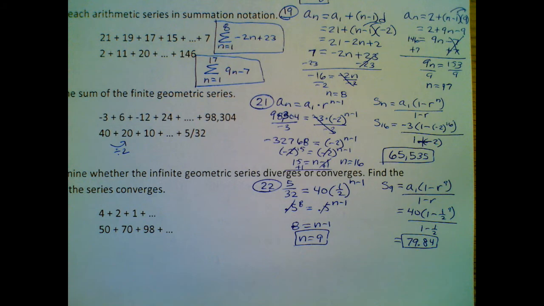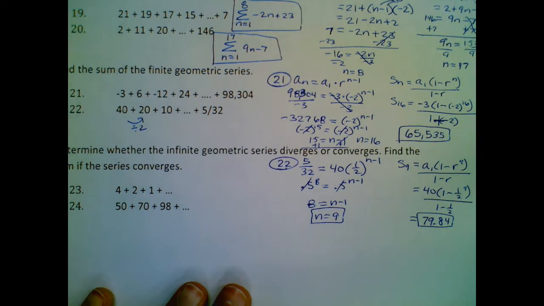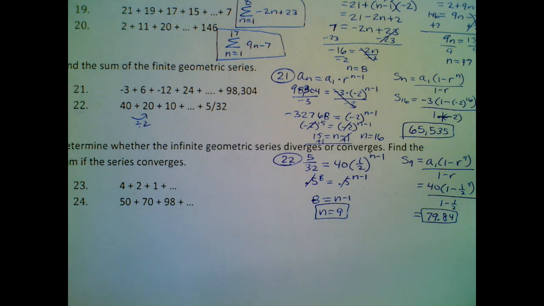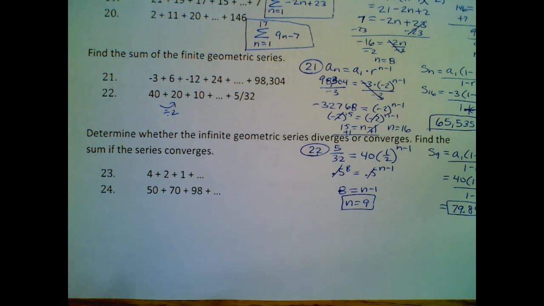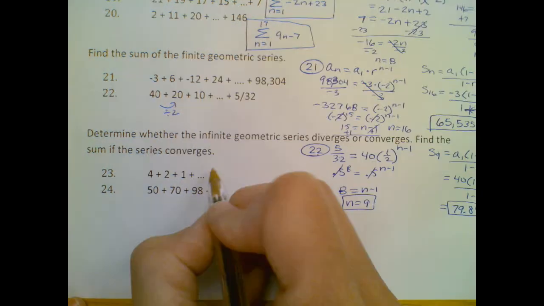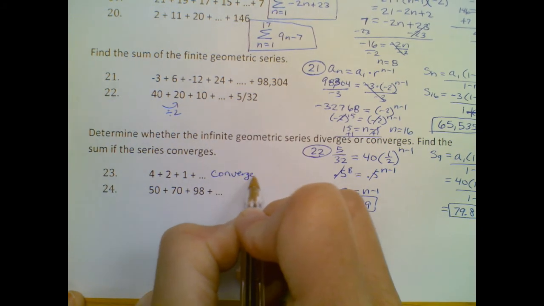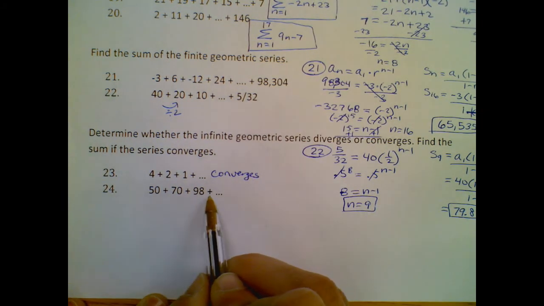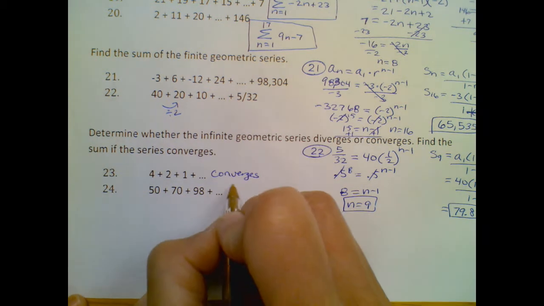Okay, so for the next problem, it says determine whether the infinite geometric series diverges or converges. If it converges, we need to find the sum. So if it diverges, it's not approaching 0. If it converges, it's approaching 0. So let's go through and tell which ones converge or which ones diverge. So for number 23, notice how the numbers are getting smaller. It's approaching 0, so this one converges. And then this one, the numbers are getting larger. They're not approaching 0, so this one diverges.